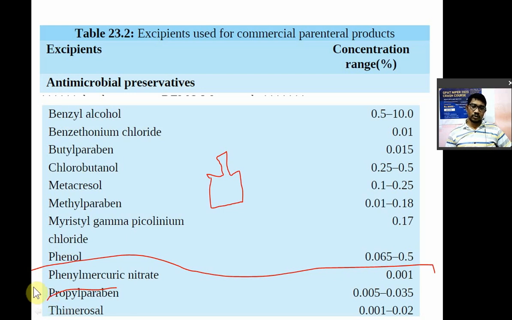So ये तो मोस्ट कॉमनली यूज होता है phenyl mercuric nitrate, and then your benzalkonium chloride भी होता है.